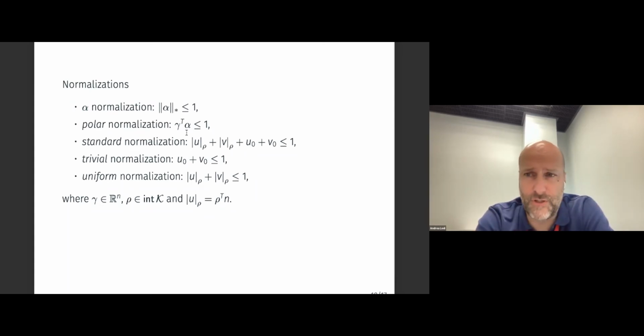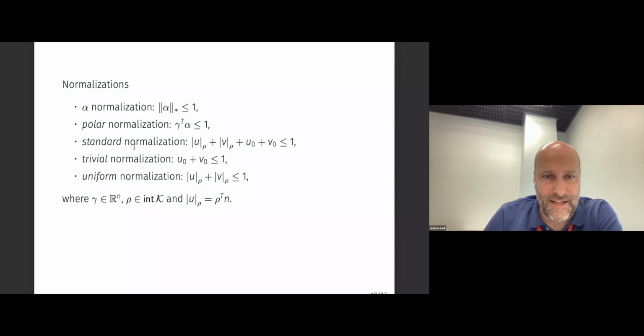Polar normalization has been proposed by Balas and Perregaard, indeed. So you take a convex combination, essentially, of gamma transposed alpha, with gamma a vector in R^n, and this is going to be less or equal than 1. The standard normalization is the one where I have a typo here, so this is not exactly UMV. This is more general, and this is lambda and mu.